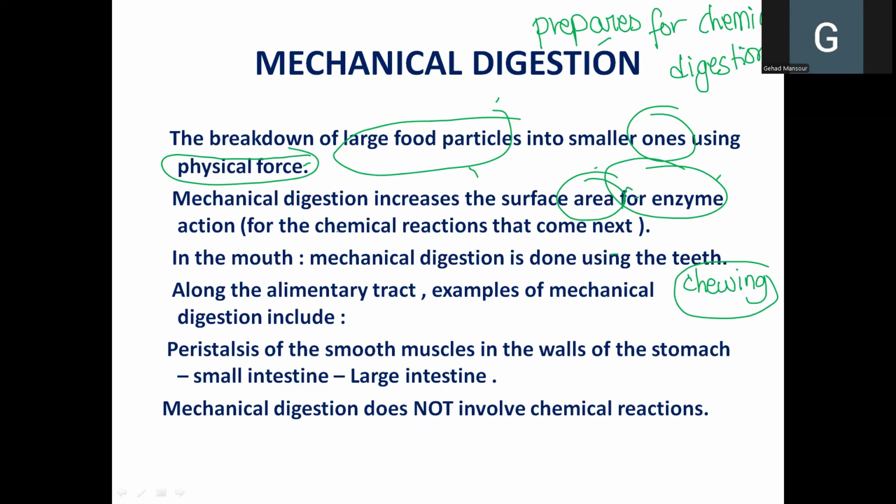But actually, the mouth, the oral cavity, is not the only place where mechanical digestion occurs, and the teeth are not the only organs or structures that help in mechanical digestion, but we can find it all along the digestive system, or actually the alimentary canal. And another last property of mechanical digestion that is very important is it does not involve chemical reactions.